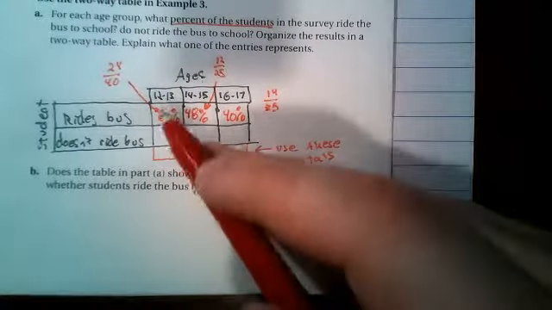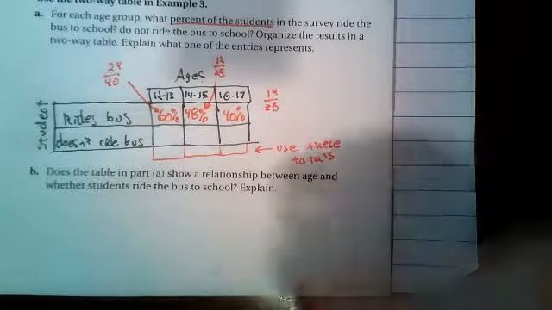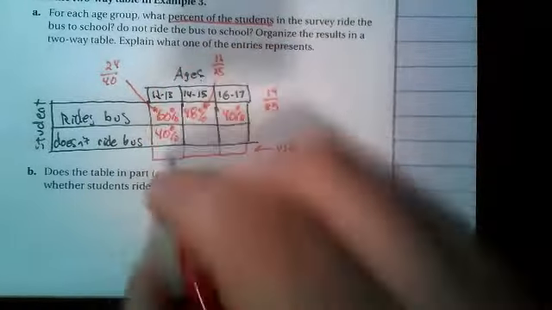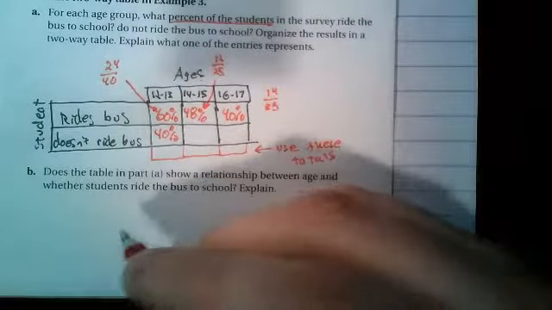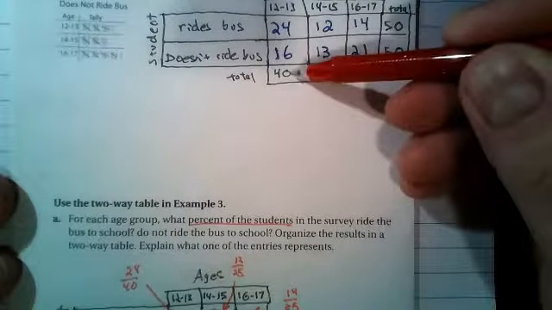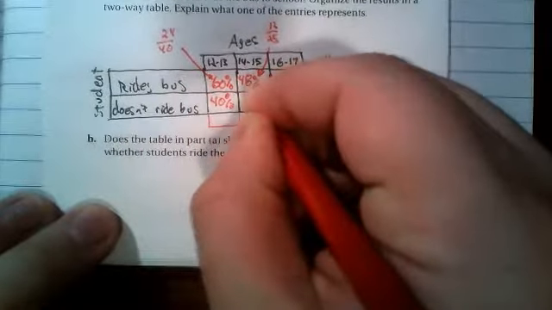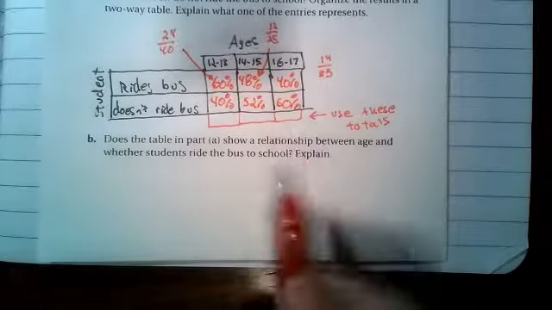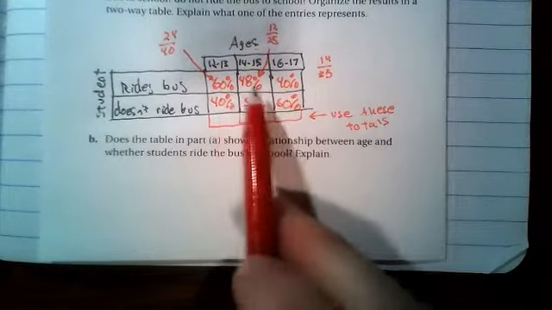So if 60% ride the bus, that means that 40% do not ride the bus, because these need to add up to 100%. Right? If you wanted to just make sure that that's true, you can simply do 16 divided by 40, and that'll give you 40%. And I keep going with these. That's 40%, 52%, and 60%. That's how I fill out these percentages here.